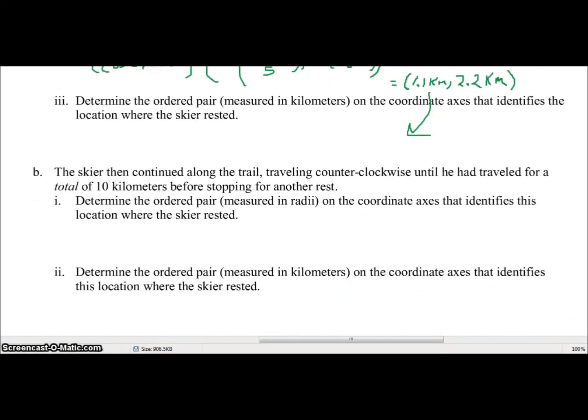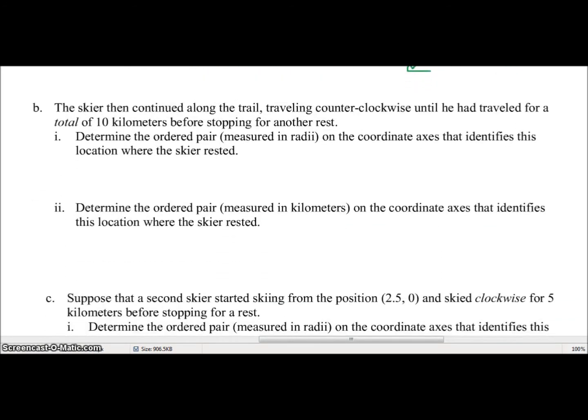The skier then continued along the trail, traveling counterclockwise until he had traveled for a total of 10 kilometers before stopping for another rest. Okay, so now we go 10 kilometers. So that's our arc length. And the radius is still 2.5 kilometers. That means that our angle theta is 10 over 2.5, which is 4 radians.